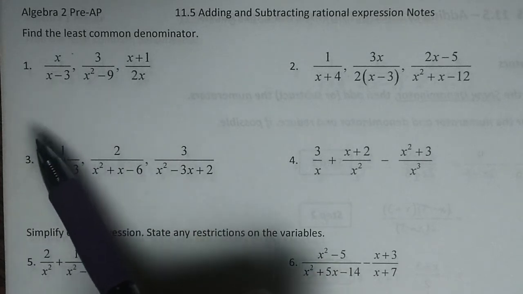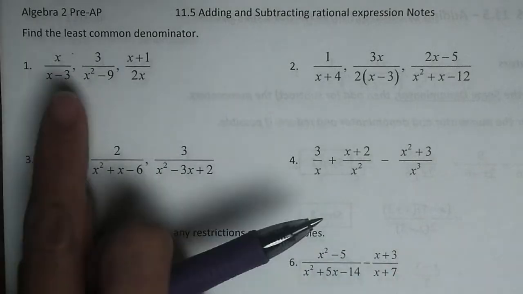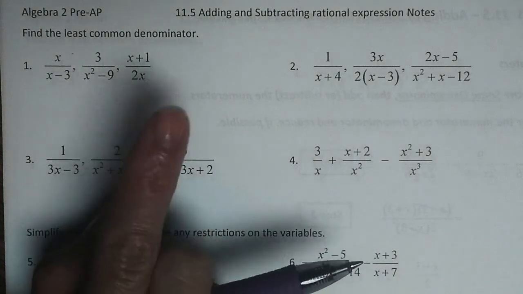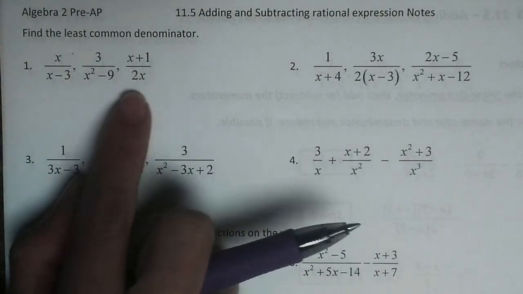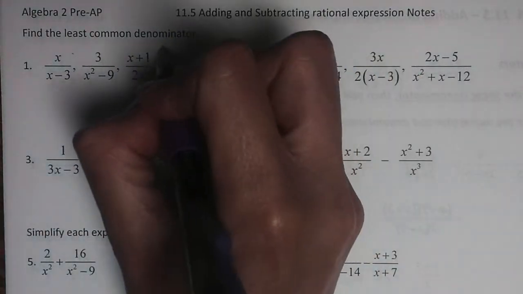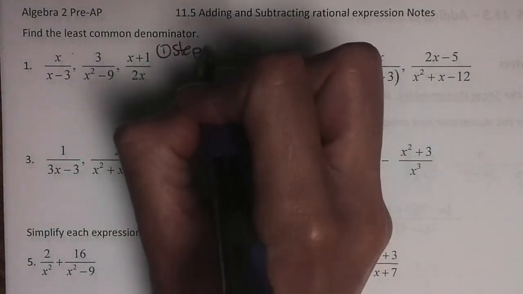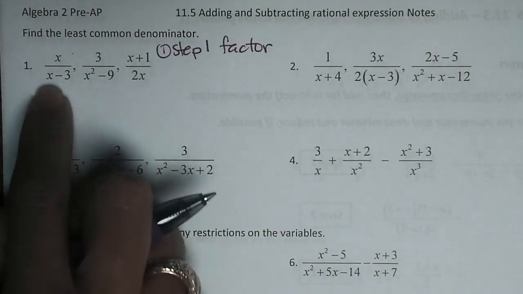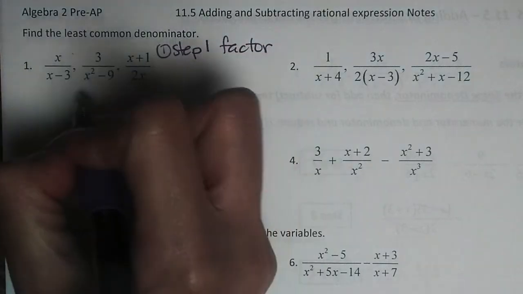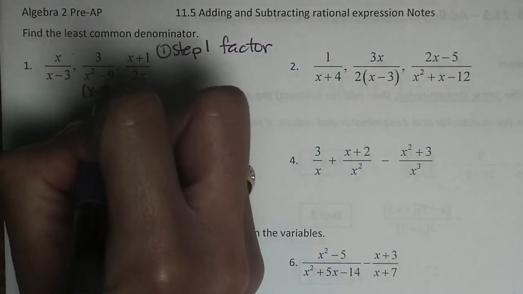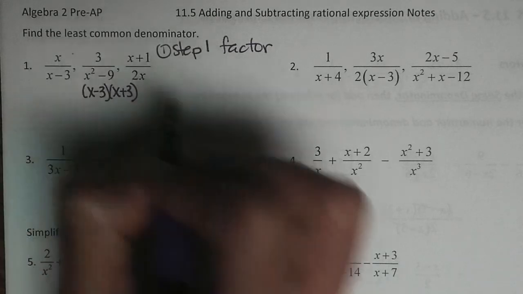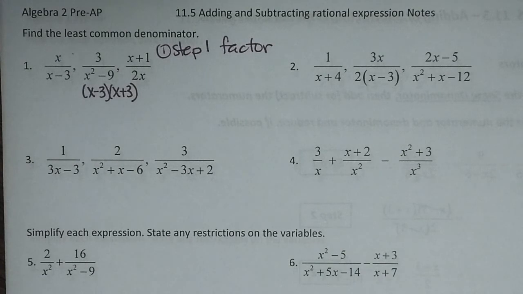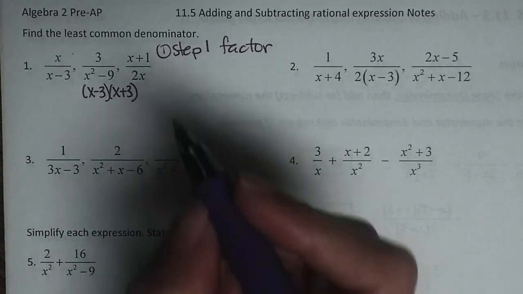But here's how you find least common denominators when it comes to rational expressions like this. So number 1, you have 3 fractions here, and you want to find the least common denominator. The very first step is going to be to completely factor everything. So step 1, factor. So my first denominator is already factored, so that's good. That second denominator will need to be factored into x minus 3 times x plus 3. And then that last denominator is already fine. So that's step 1. Now, step 2 is to find the least common denominator.